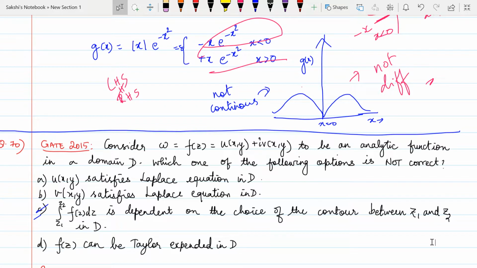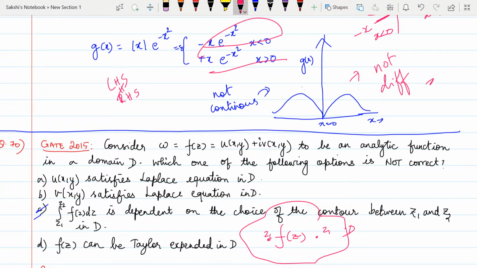Now, option C says that the integral from z1 to z2 of f of z dz is dependent on the choice of the contour between z1 and z2 in D. So it says that this function is dependent on z1 and z2 in the domain D. So I say that this particular f of z is analytic in this particular region, and this is my domain D.